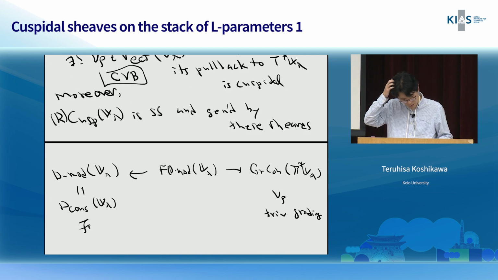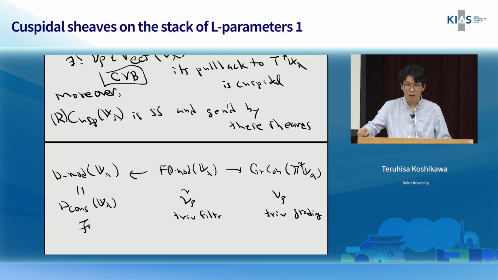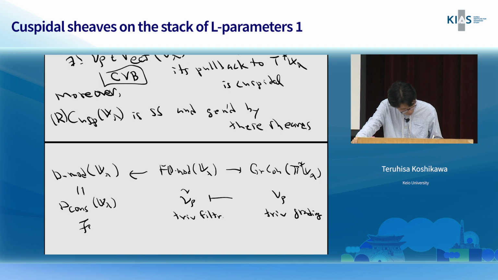And given any vector bundle with grading, you can produce a graded vector bundle on the cotangent stack. And also, if you replace grading by filtration, you can also construct a filtered D-module. So, giving a trivial filtration, you can construct a filtered D-module. And then, after taking the associated graded, you recover the vector bundle with trivial grading. But if you look at the underlying D-module, you get this cuspidal constructible sheaf, or Lusztig's sheaf.